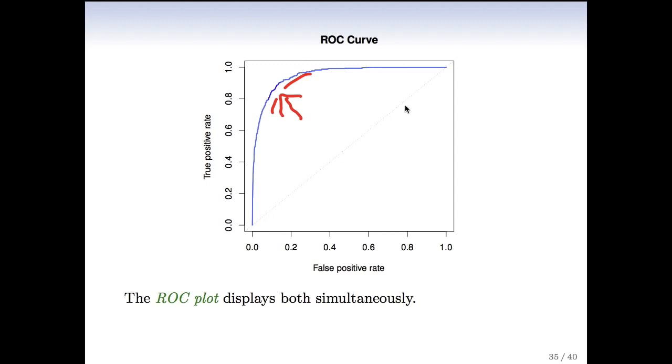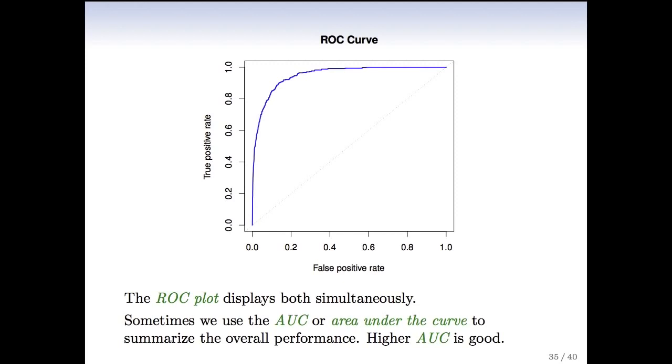Okay? And so this is a single curve that sort of captures the behavior of the classification rule for all possible thresholds. And you can compare different classifiers by comparing their ROC curves. Okay? And to summarize it even more, we sometimes use the area under the curve, or AUC, which captures the extent to which you're up in the northwest corner. And higher AUC is good. Okay?